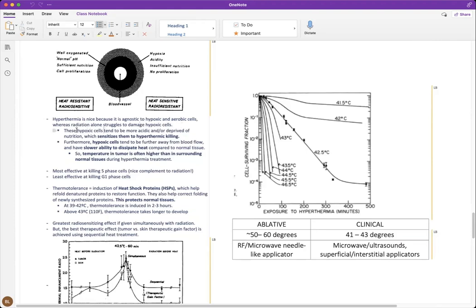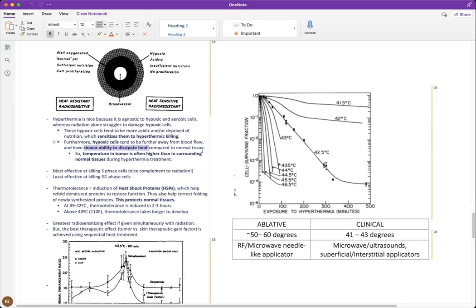When you have a hypoxic cell, it tends to be more acidic or deprived of nutrition, and that actually sensitizes them to hyperthermic killing. Furthermore, hypoxic cells tend to be further away from blood flow, so they have a slower ability to dissipate heat compared to normal tissue. That's kind of cool.